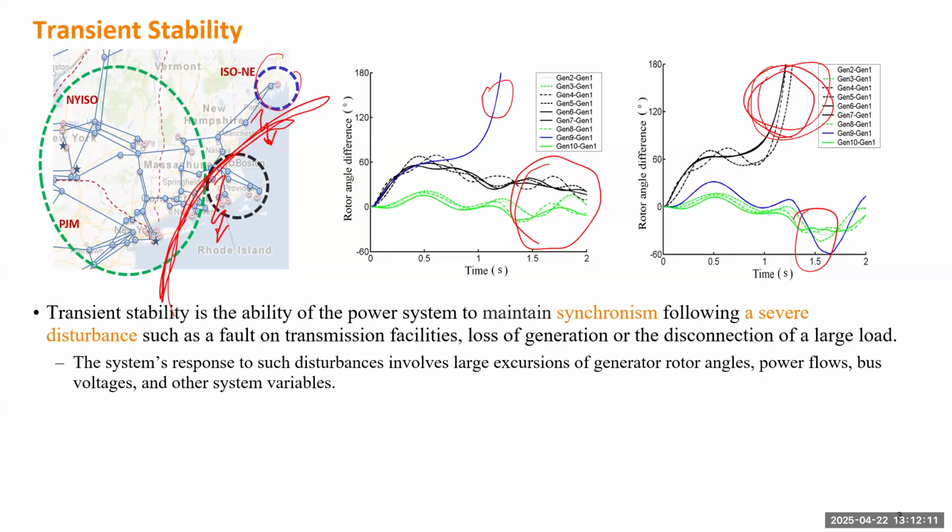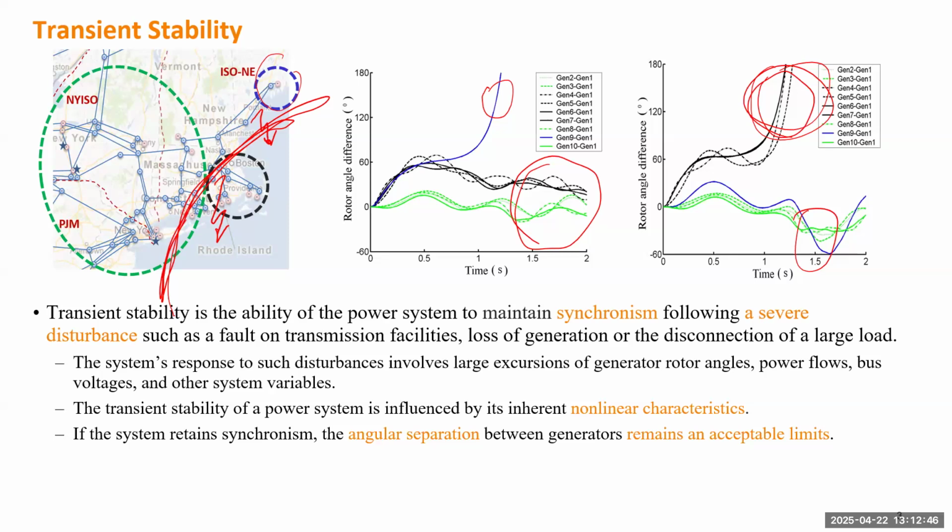Compared to small signal stability, here we're more interested in severe contingencies, so severe disturbances. You may expect to see a large variation of angle, frequency, flow, and voltage magnitude in most of the area if transient instability scenarios really happen. So we definitely need to model and study the nonlinear characteristics of the system. We cannot utilize any linear model to study transient stability.